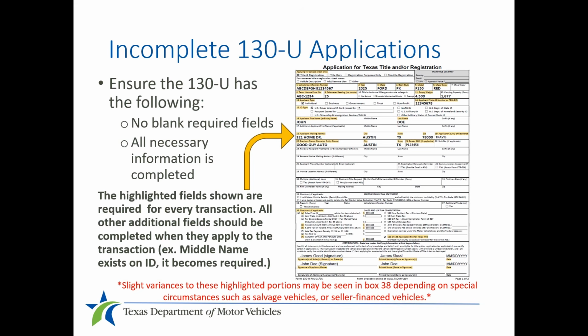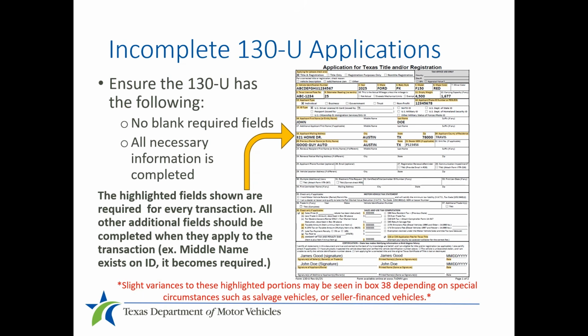Incomplete 130U applications are one of the most frustrating return reasons, but they are also one of the easiest to avoid. The 130U acts as the document that connects all parts of the transaction together. Because of that, counties review this form very carefully. Errors or missing information on the 130U often signal that additional problems may exist elsewhere in the transaction.